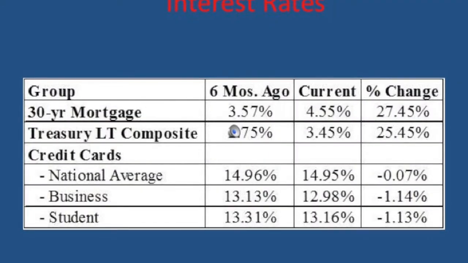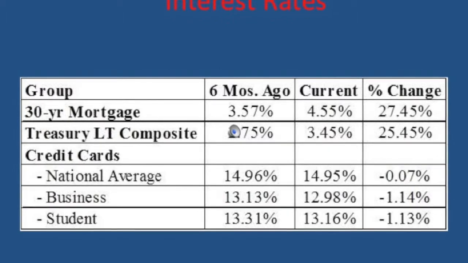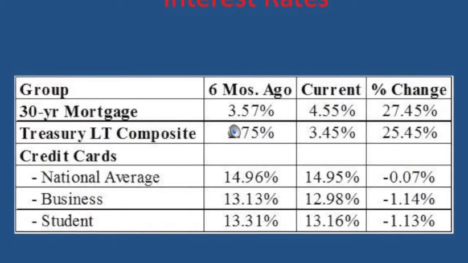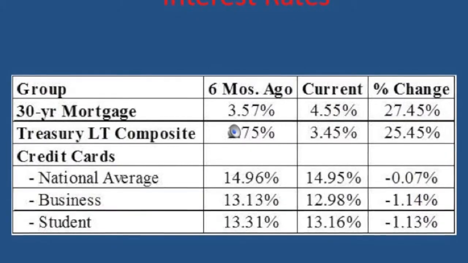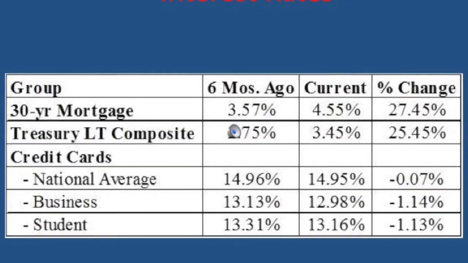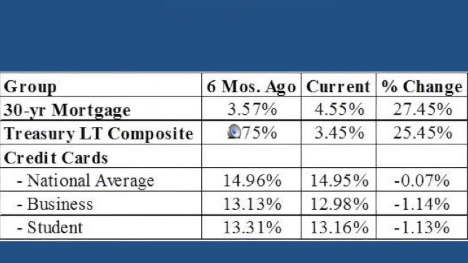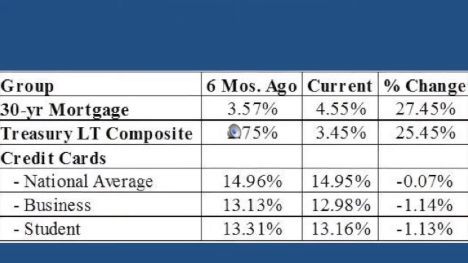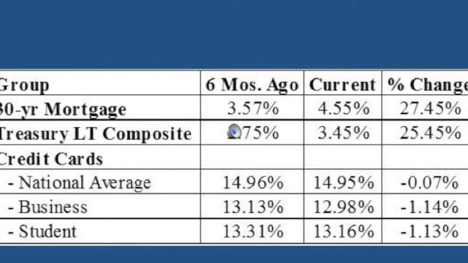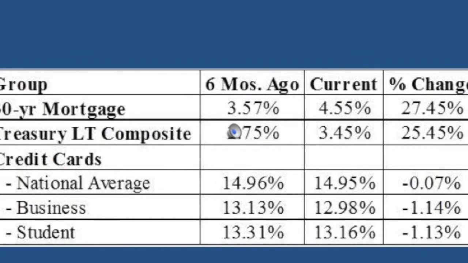The next slide has a table displaying the current interest rates and the rates from 6 months ago. Credit card rates have dropped slightly, but they aren't a true representation of how an economy is actually recovering. Mortgage and long-term Treasury composites are important. They've both increased greatly, over 25% respectively. Mortgage at 27.45%, and long-term Treasury notes at 25.45%.